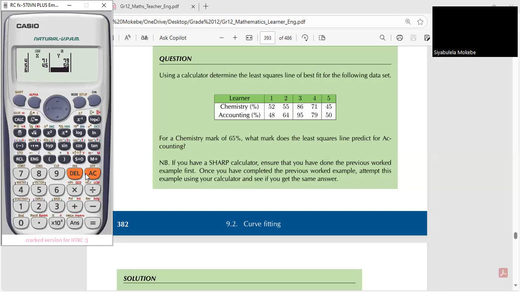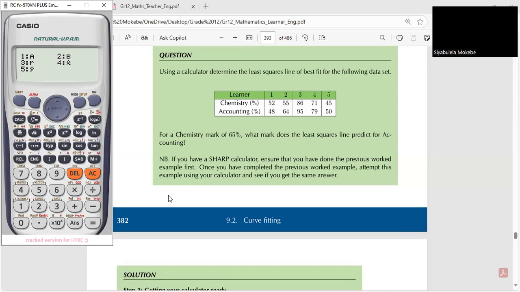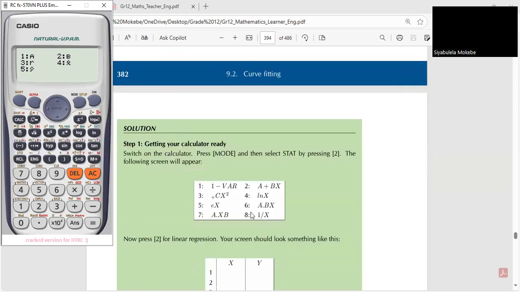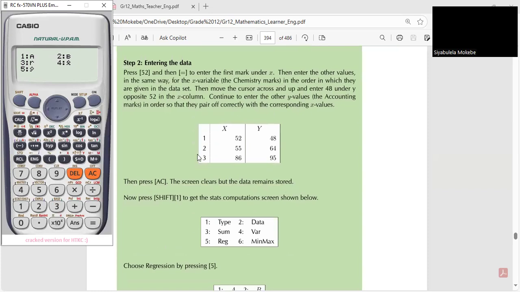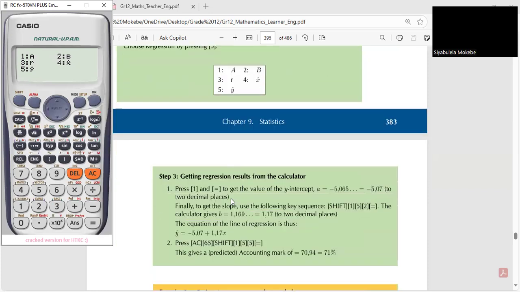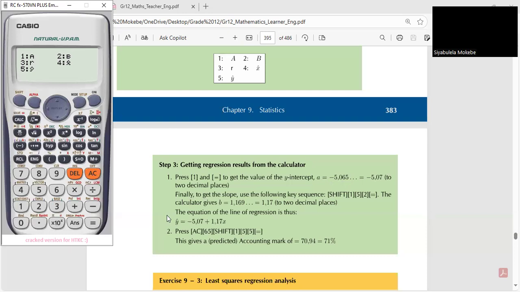Right. Then AC and shift 1. Reg, we're looking for reg 5. Now you see, it depends on what we're looking for first. What are we going to start with? Let's start by finding A. So 1 equals, there's A.